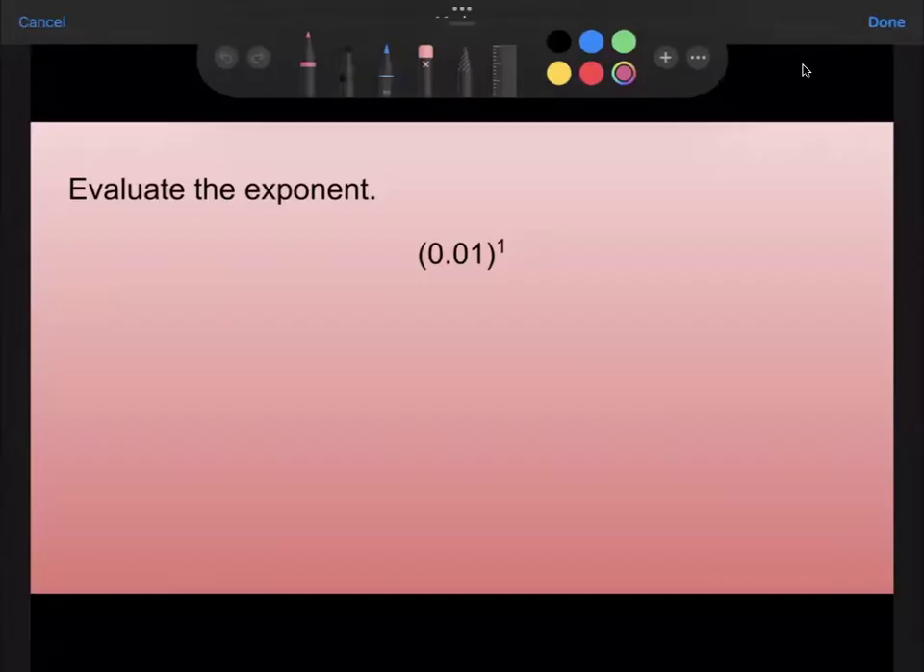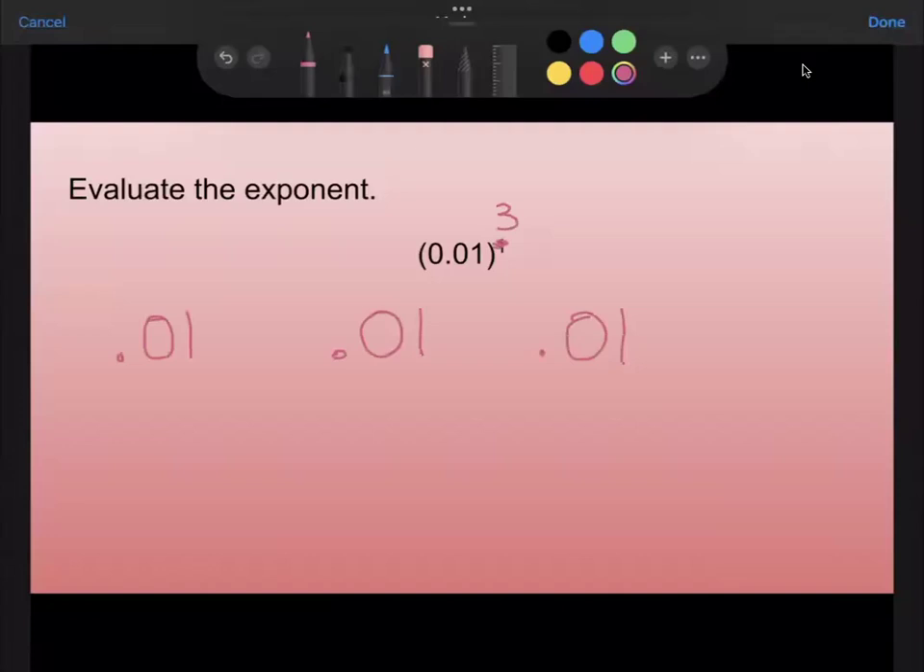Okay, here is our last example for today's video. We're going to evaluate 0.01 to the first power. I want to make this a little more interesting, because we know any base to the first power is just that base. Let's make it to the third power. So I'm going to write out 0.01, 0.01, and 0.01, 3 times.